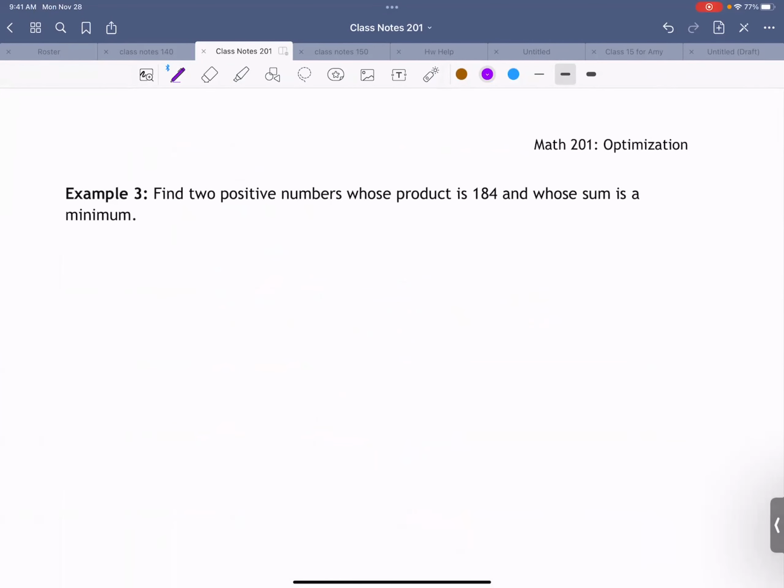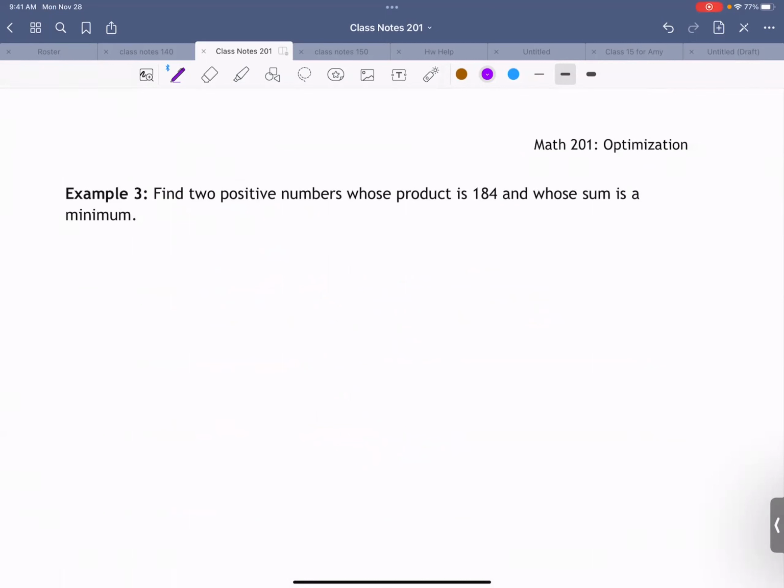Let's go on. Okay, so this is example 3. This is an example of something that you might see on your homework. Sometimes a question is going to ask you to find two numbers, in this case two positive numbers, whose product is equal to 184. So when I multiply them together, I get 184, and whose sum is a minimum. So I want to minimize what happens when I add the two numbers together. Okay, so let's go through our steps.